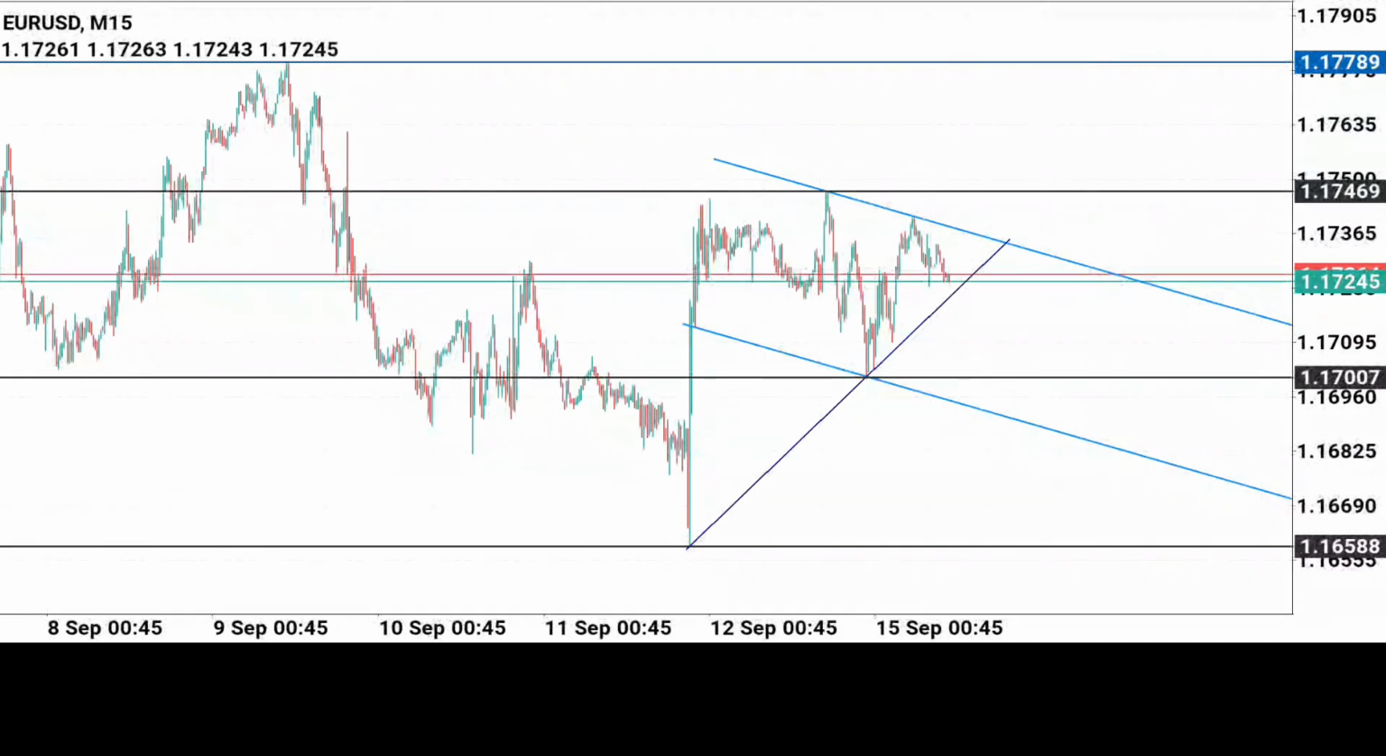All you need to do is wait for price to break either here or here and take your position. If it breaks below here, you take your short position with your stop above this area. But if it breaks to the upside, you take a long position with your stop just below this area. So that is exactly how we'll be approaching the trade for today.